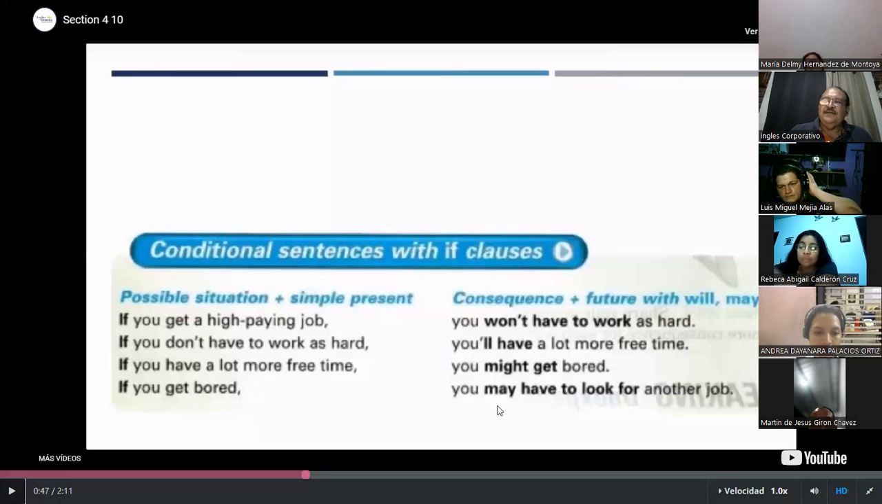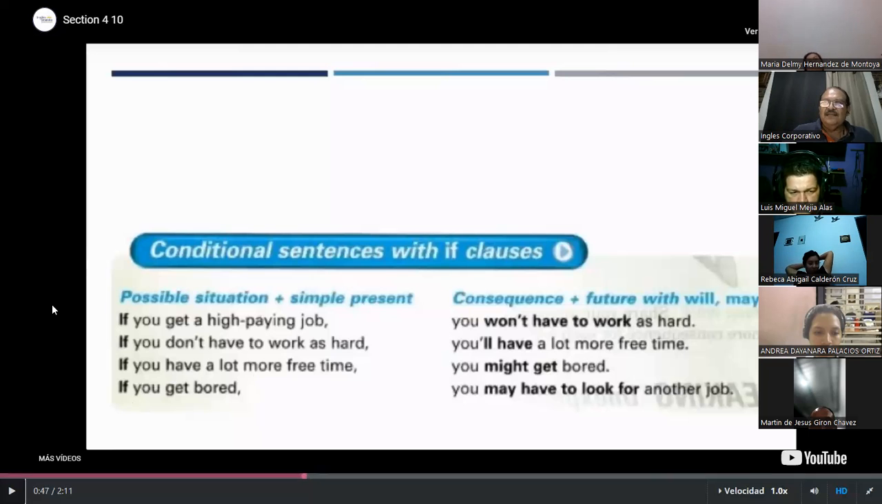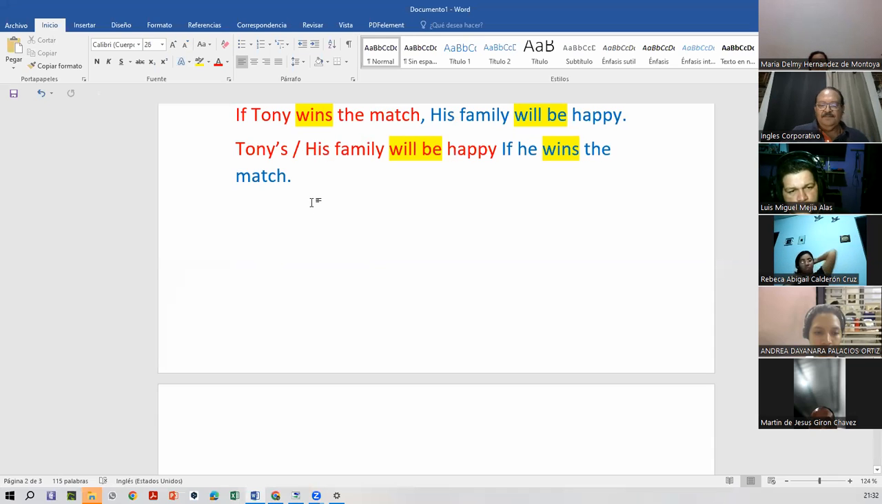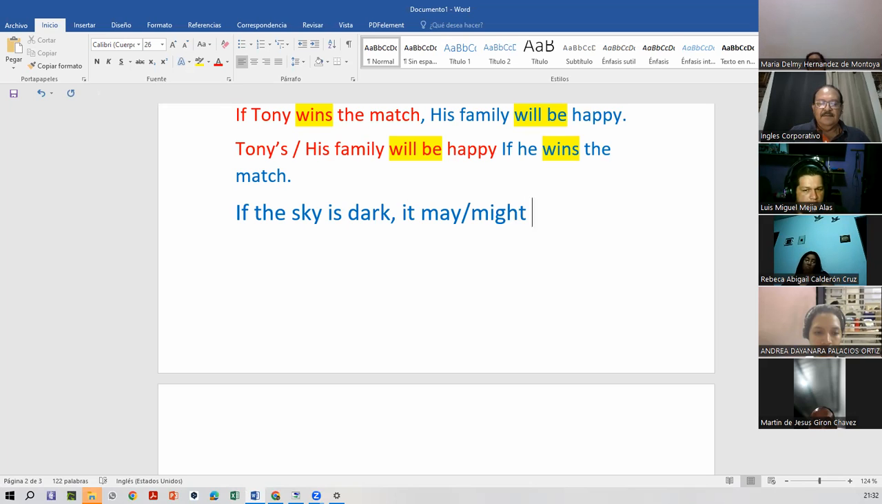Okay, for example, suppose you talk about probabilities, possibilities of something to happen, and you can see the sky is dark. When you look at the sky, it is dark, many clouds. And then you say, okay, if the sky is dark, it might rain or it may rain. If the sky is dark, then it may or might rain.